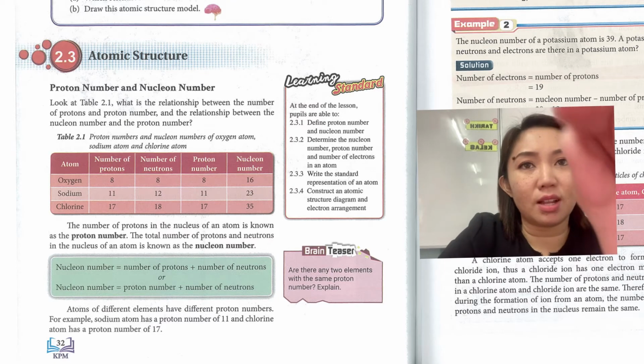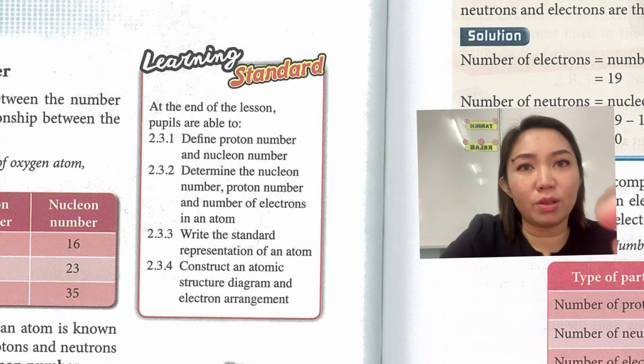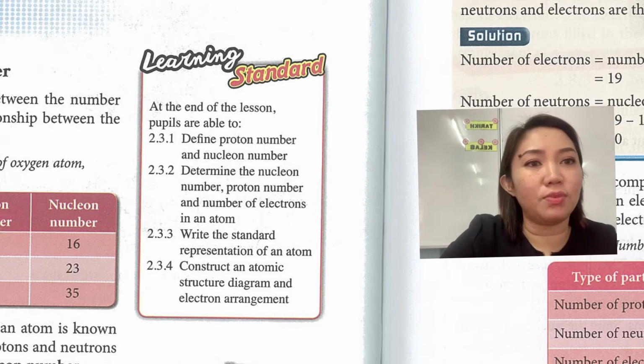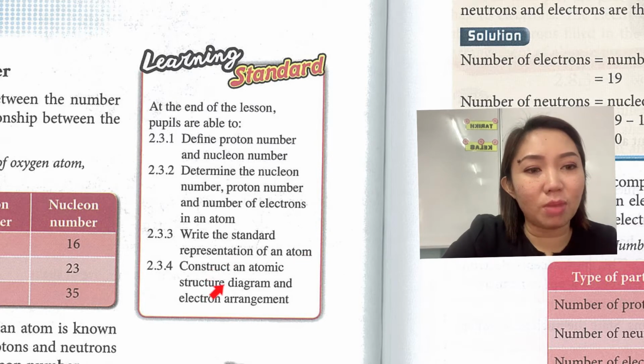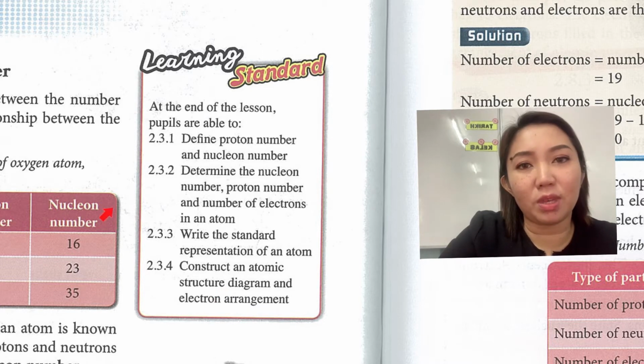So at the end of this lesson, you are going to know how to define the proton number and nucleon number, determine the nucleon number, proton number, and number of electrons in an atom, and also you will be able to write the standard representation of an atom, construct an atomic structure diagram, and electron arrangement. So it's quite a big subtopic here.